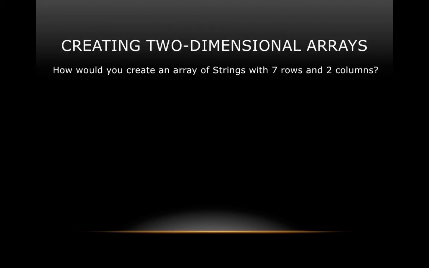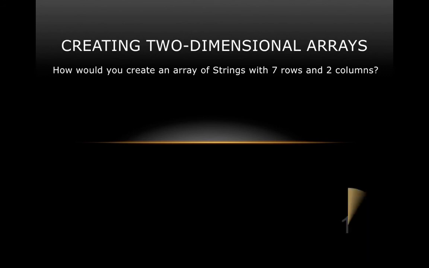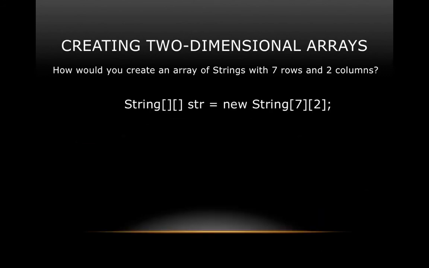How would you create an array of strings with 7 rows and 2 columns? String is the type of the array. The square brackets indicate that we have a two-dimensional array. str is the name of the array. New indicates that we're creating a new array of strings. The numbers in the brackets give the number of rows and columns respectively.